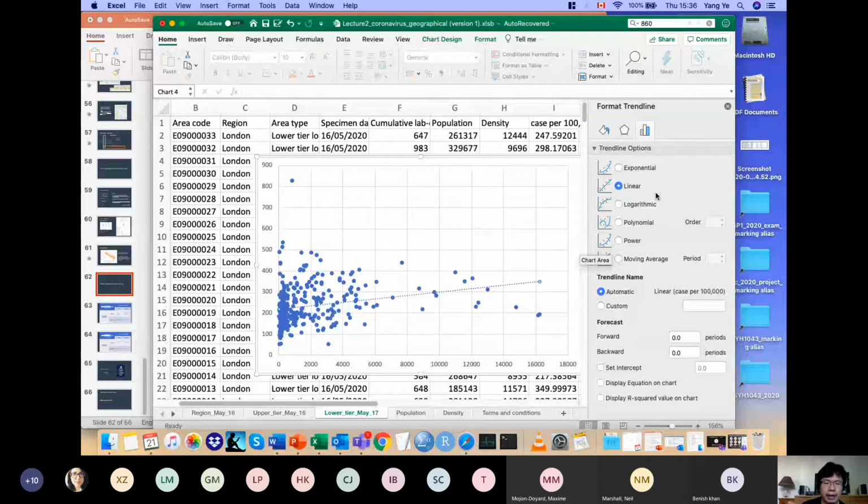Adding a line there gives us some kind of assurance that there is a linear relationship, no matter how good that relationship is, or how strong or weak it is. It shows us some kind of trend. So in this case, it seems that overall, as local population density increases, cases per 100,000 seem to increase. But again, there are outliers that might have affected this.